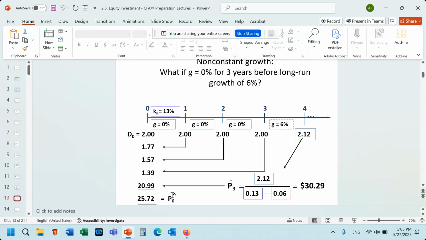Then we discount all these cash flows, and because this is again a dividend at time 0 that goes to previous owner, we add up the numbers that we have there and we get $25.72. For comparisons, see that the stock price has gone half if the firm doesn't grow for 3 years.